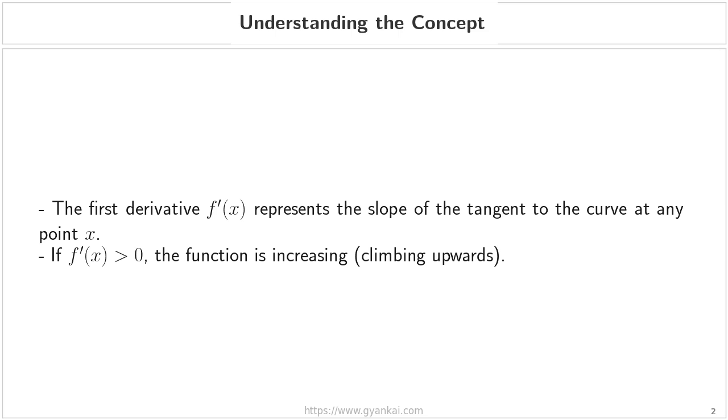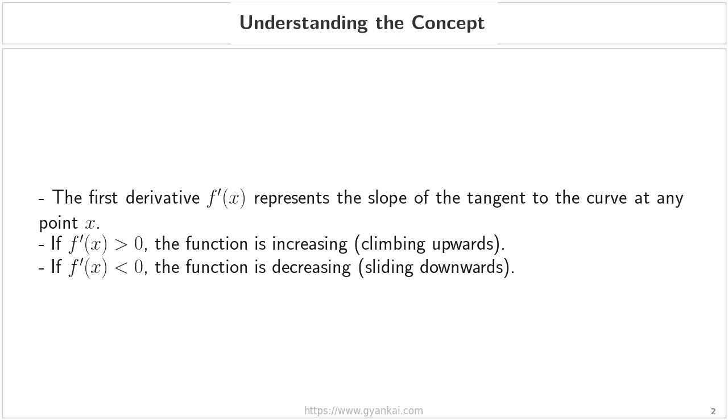If f prime of x is greater than 0, the slope is positive, which means the function is increasing, or more simply, the graph is climbing upwards. On the other hand, if f prime of x is less than 0, the slope is negative, indicating that the function is decreasing, which you can visualize as the graph sliding downwards.